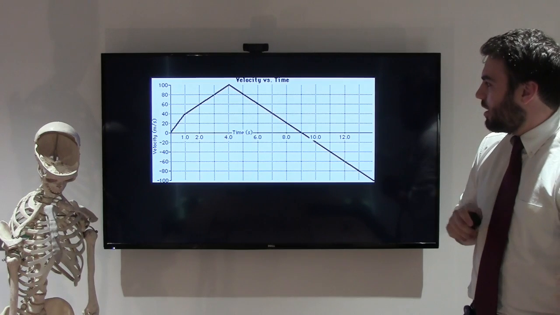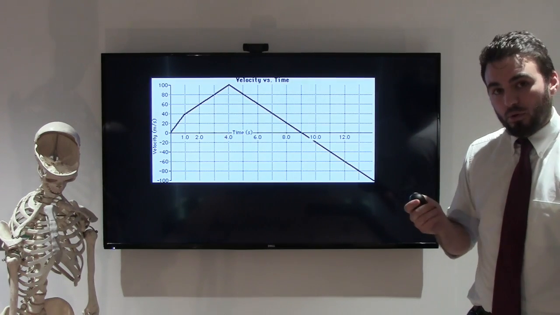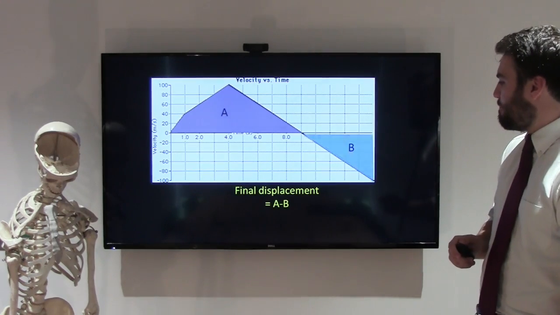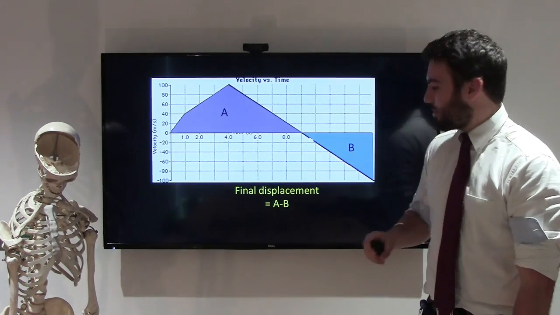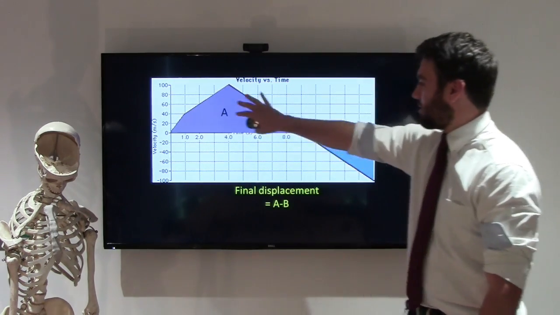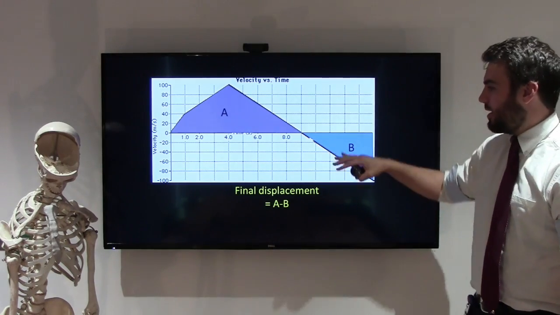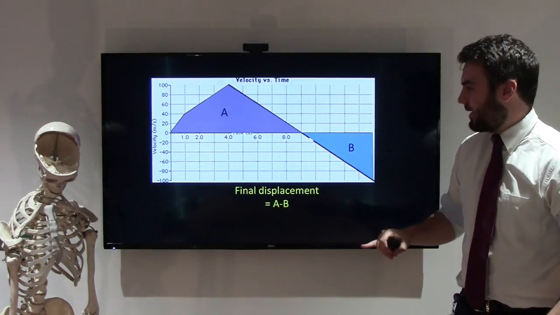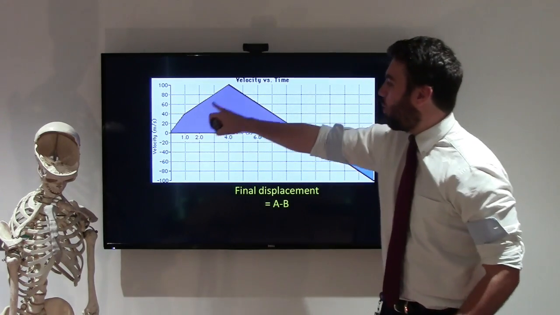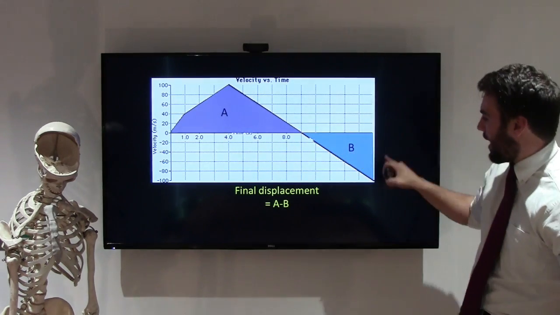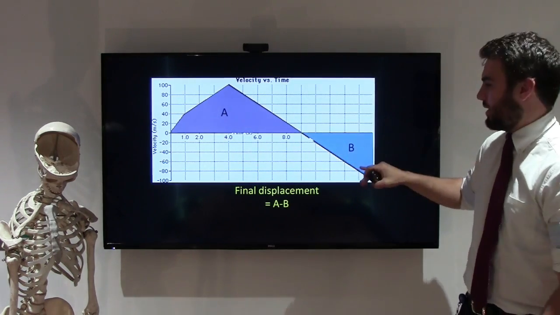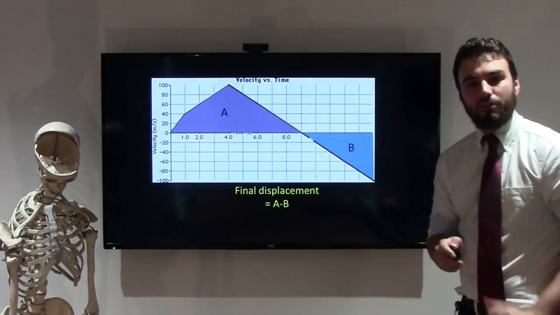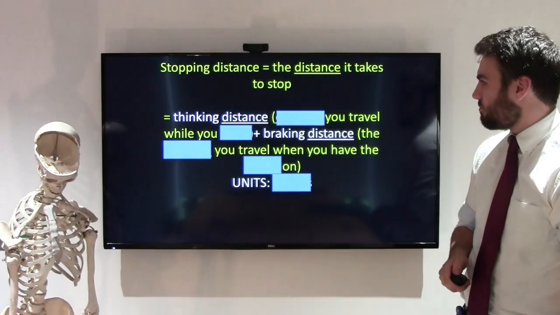Let's look at this, because I told you the area underneath it is the displacement. I've got two areas now, A and B. Now the final displacement for this one is all of that minus this. Why? Because it's in the negative region of the velocity. This is all positive velocity, I'm going away from the origin here. I'm coming back towards it here, so I've got to subtract it. If I didn't have this bit, that would be my displacement. Be careful about the negative signs.